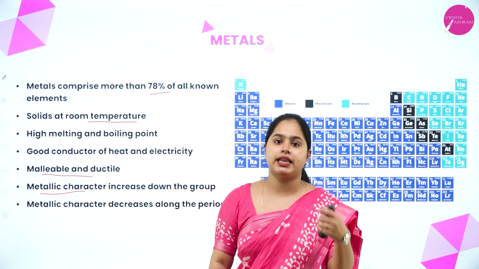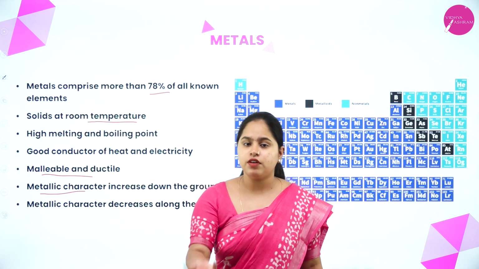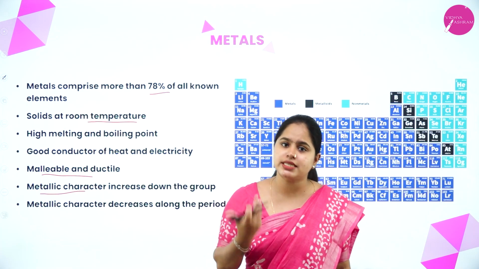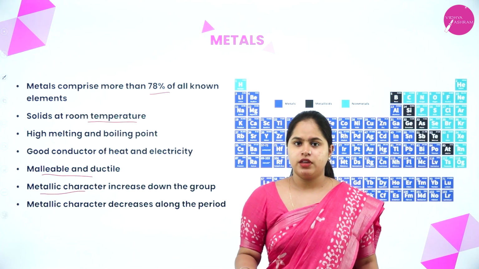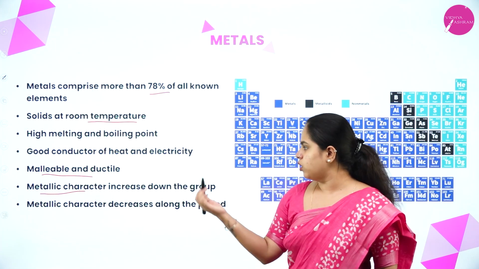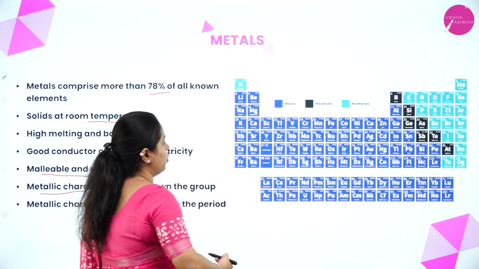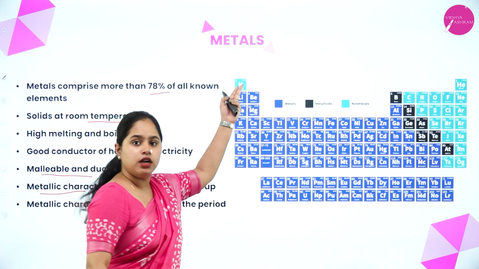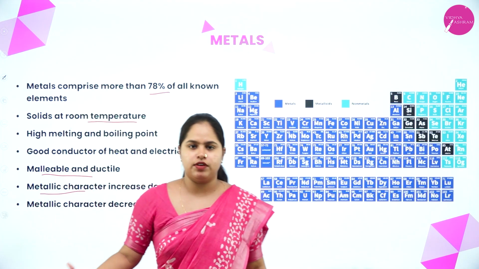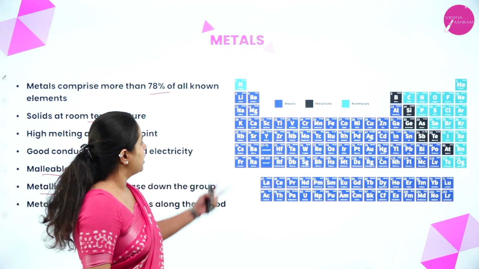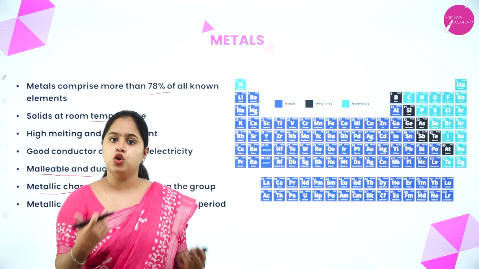So what exactly is metallic character? Metallic character is the tendency of an element to give away its electrons, or you can say how easily a metal can lose an electron. If the metal can easily lose an electron, we can say that the metallic character is high. The metallic character increases down the group. So let's consider the first group. When we move from top to bottom, that is down the group, the metallic character increases. What exactly does that mean? As I said, metallic character means how easily the element can lose an electron.